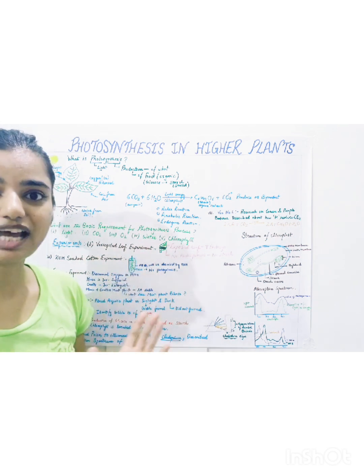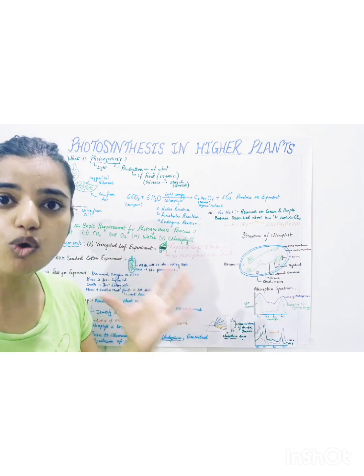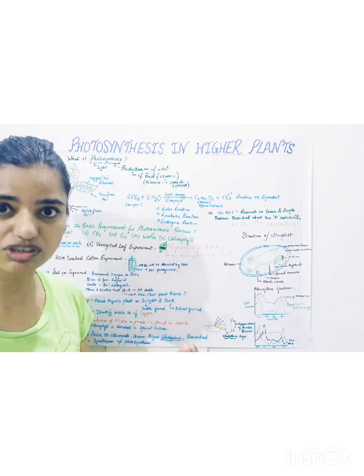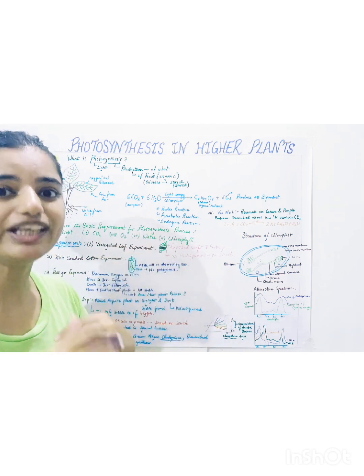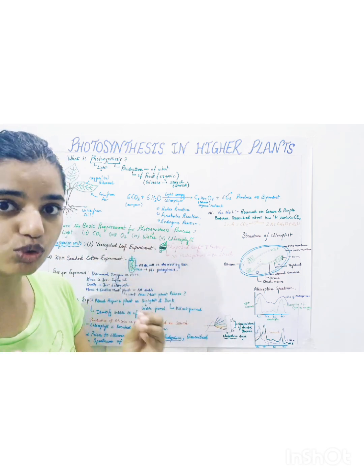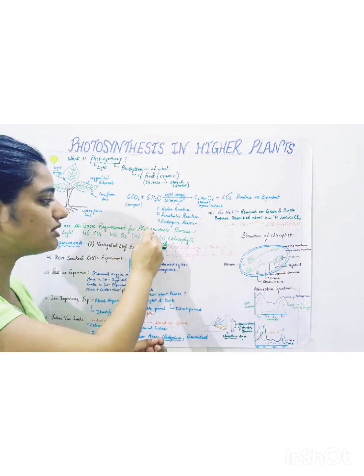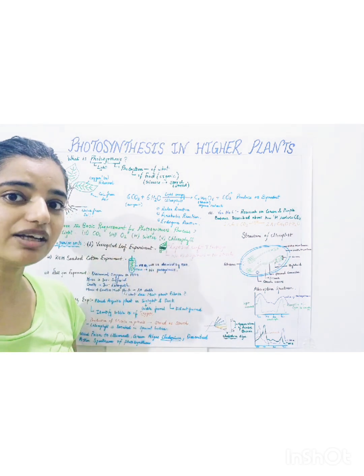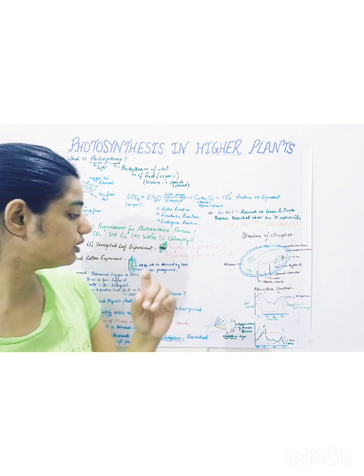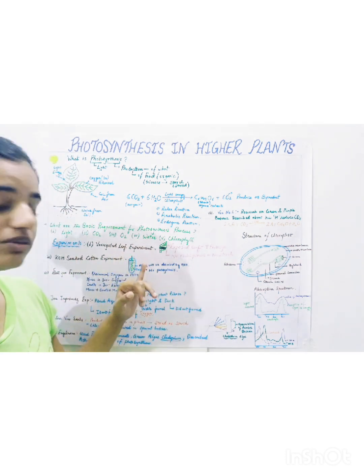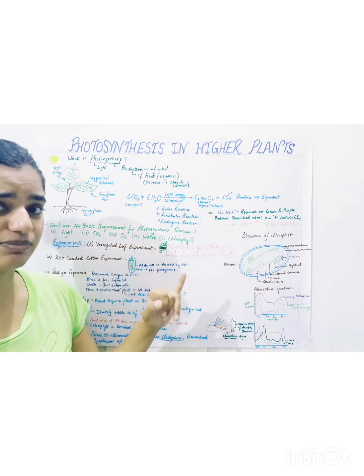Long before, when we did not know the whole mechanism of photosynthesis, scientists were doing basic experiments to find out whether these basic substances are actually required in the process or not. So the first experiment was the variegated leaf experiment.